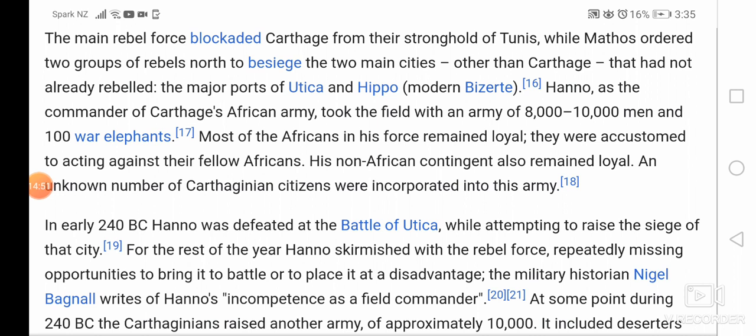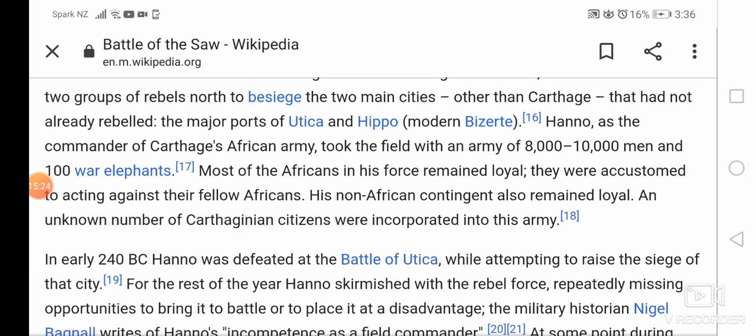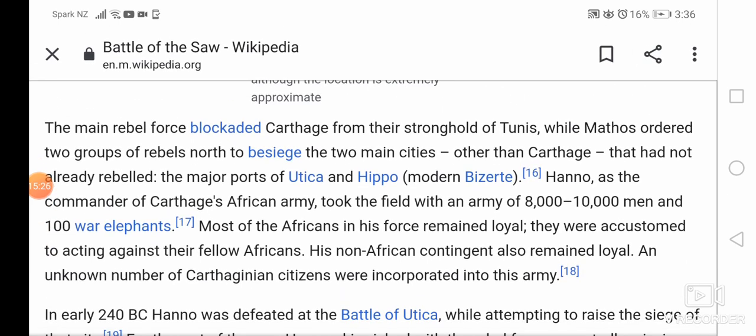If you took the field, and it's in the past, that means that you have had success, you have won the battle. But it doesn't say that they have, it just means that they're putting 8,000 to 10,000 troops into the field, and that's what it should be: took to the field with an army of 8,000 to 10,000 men and 100 war elephants. And the sentence before that I thought was something wrong with it too.